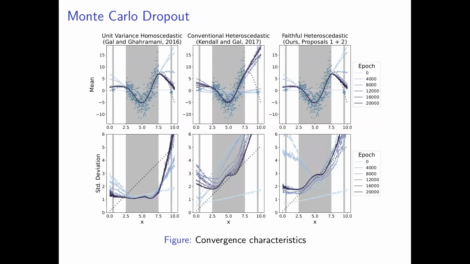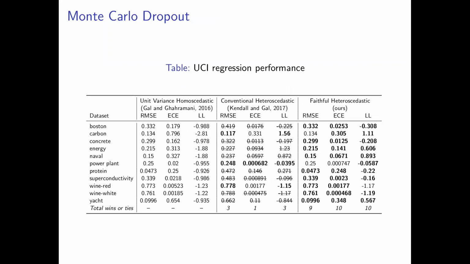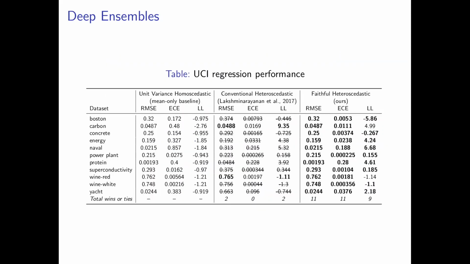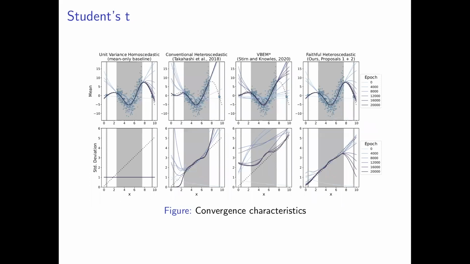Conventional heteroscedastic Monte Carlo dropout fails to converge on x equals 9.5, whereas ours does. Additionally, we find massive performance gains for the UCI datasets. This holds again for deep ensembles, and once again for Student's t-based methods.